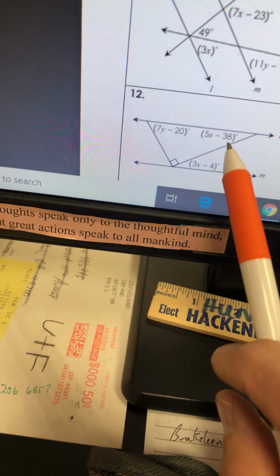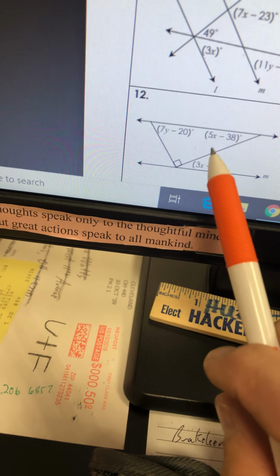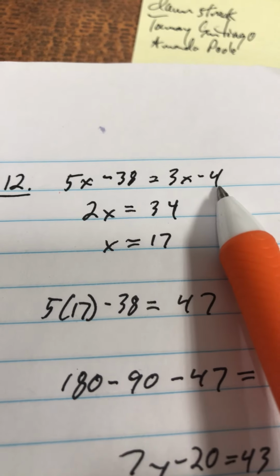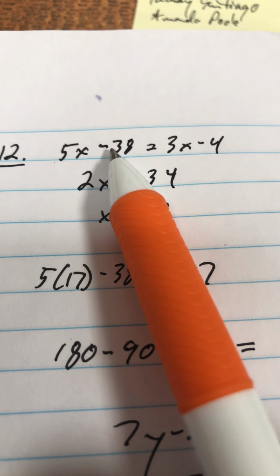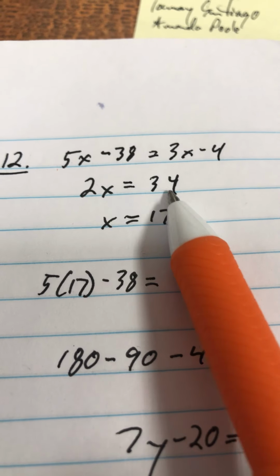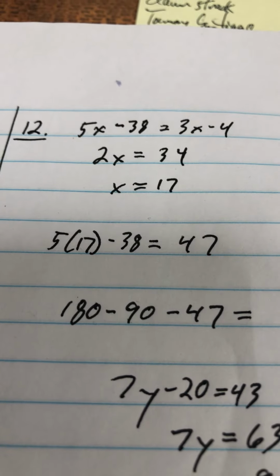So 5x minus 38 equals 3x minus 4. They're both x's, so I could work with them and I could solve for x. So I do that first. I set those two equal to each other. After adding 38 to both sides and subtracting 3x from both sides, I end up with this. Divide by 2, I get x equals 17.